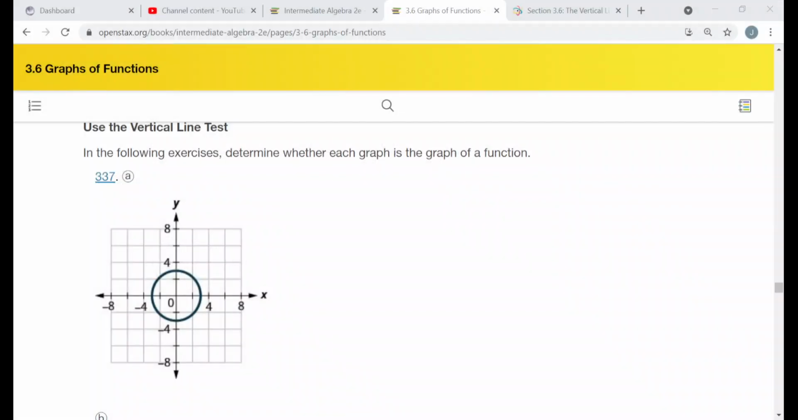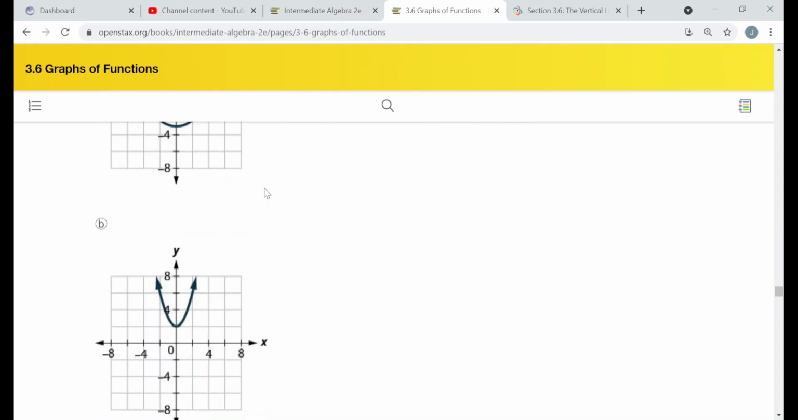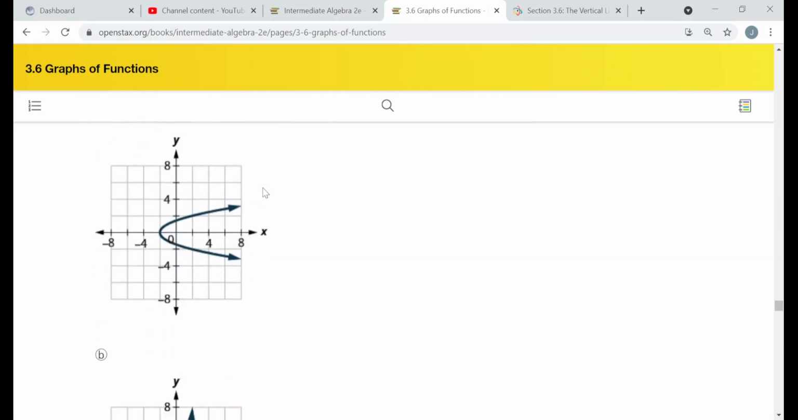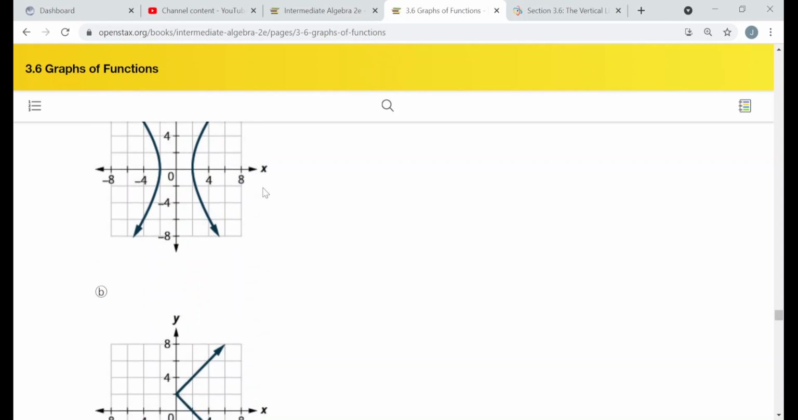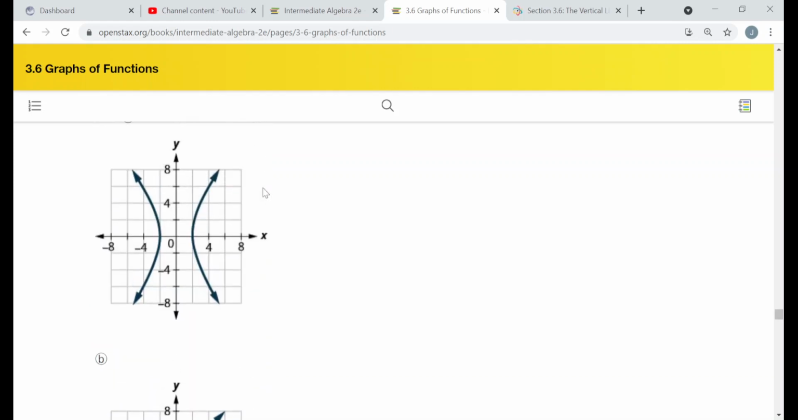The exercises I'm doing in this video are taken from a free online textbook at openstax.org. This is their Intermediate Algebra 2nd edition text, and I'm in section 3.6 on the graphs of functions. I'll be working in this video on exercises 337 all the way through to 340, parts A and B.